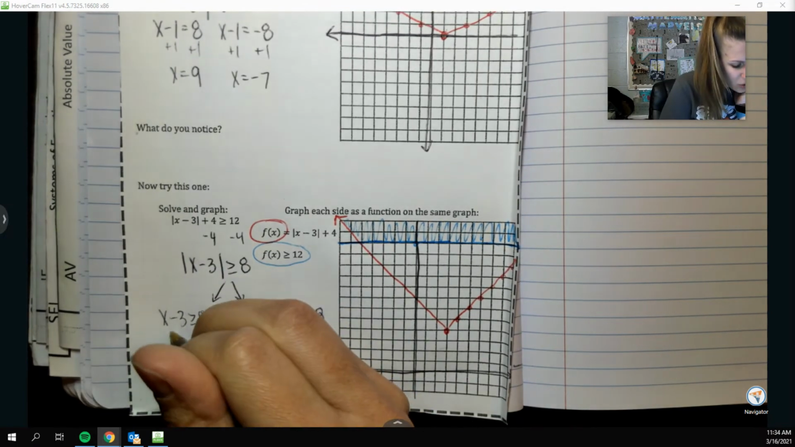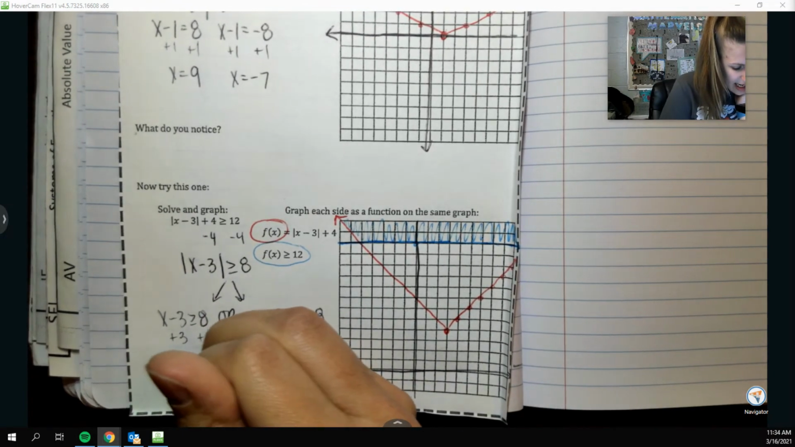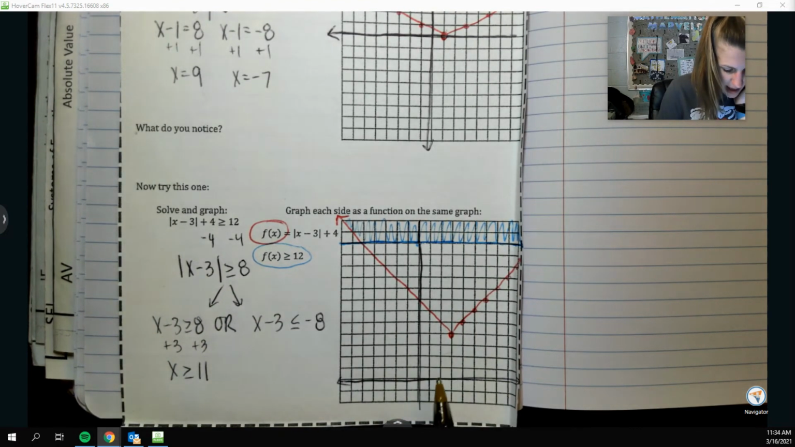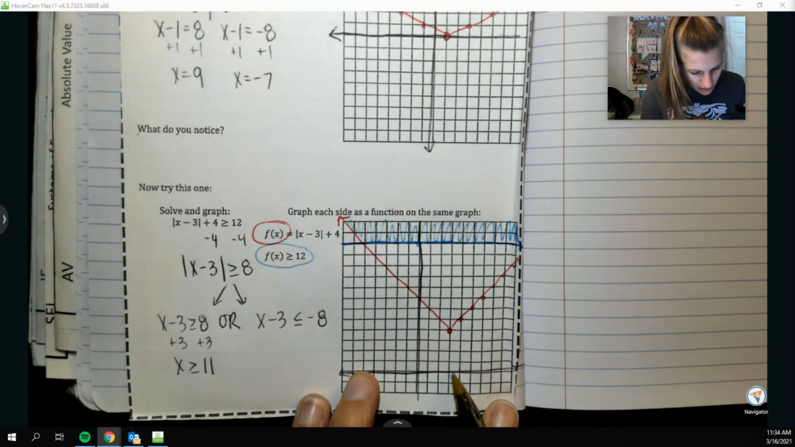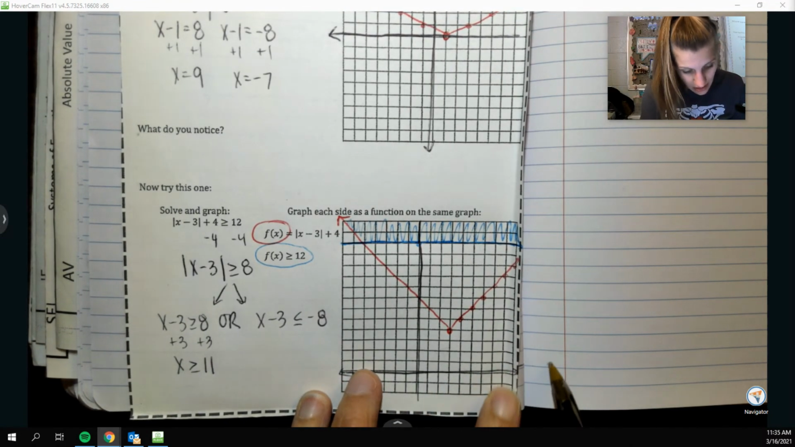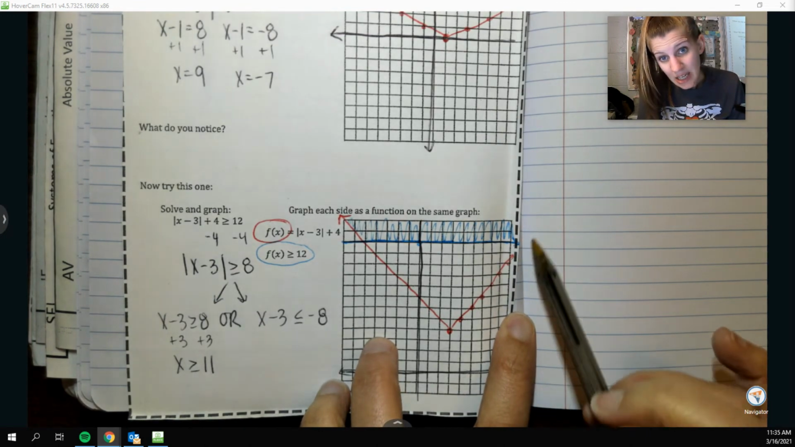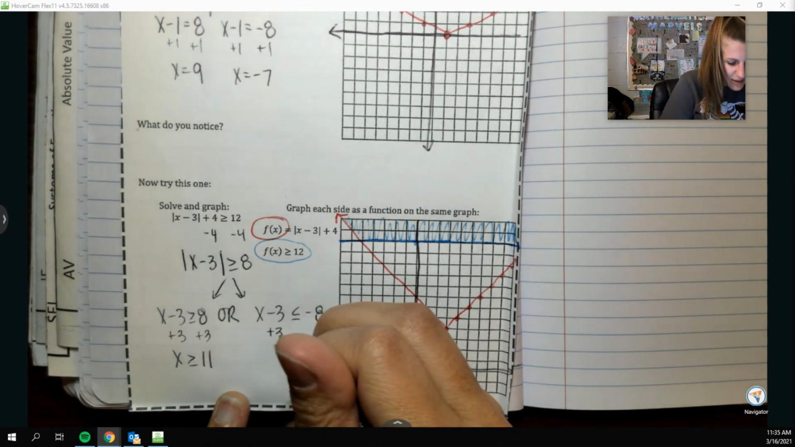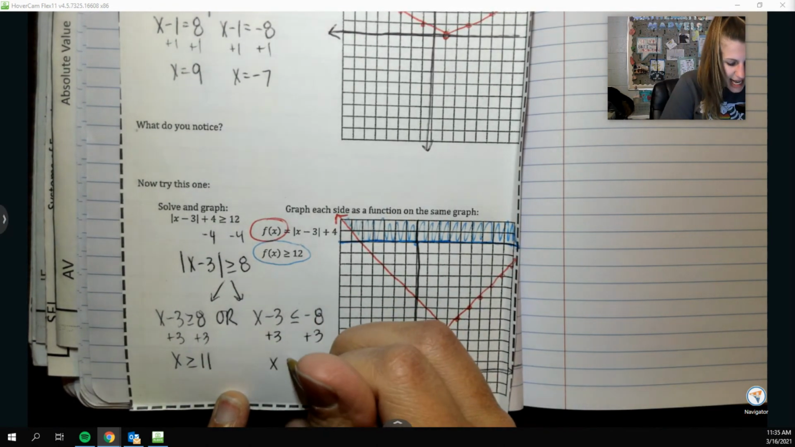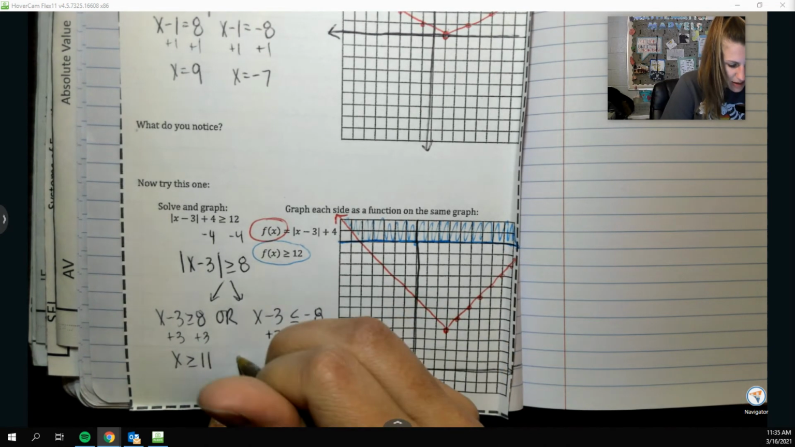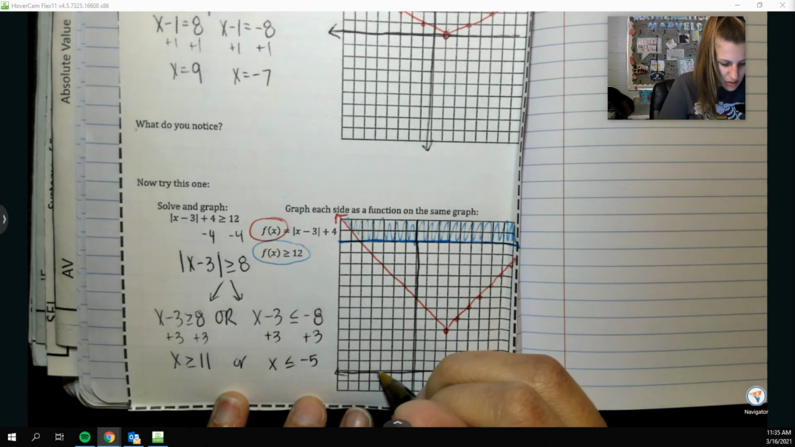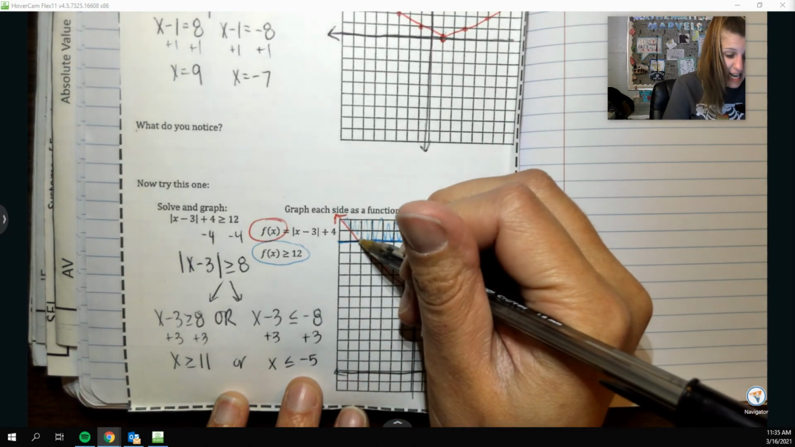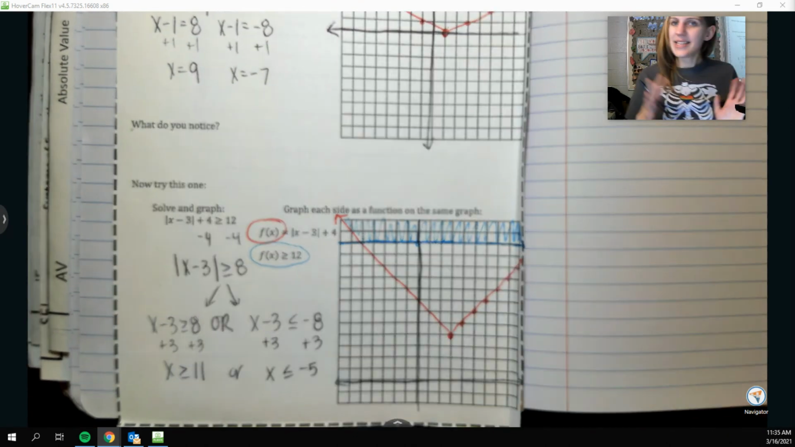And so then I'll solve each one. I'll add the 3 here. And x is greater than or equal to 11. Which, if I think about that, if I go to x equals 11 on here, 1, 2, 3, 4, 5, 6, 7, 8, 9, 10, 11, like that would be up here, and greater is above, so that's good. And then also when I solve over here, we add 3. We get x is less than or equal to negative 5. And so if I go to negative 5, 1, 2, 3, 4, 5 on the x, and go up here, less than continues out in that direction. And so it all makes sense.